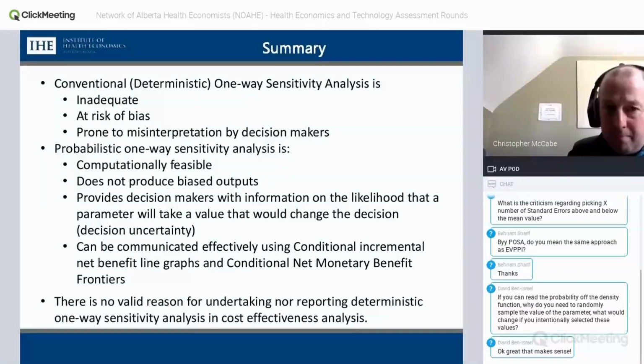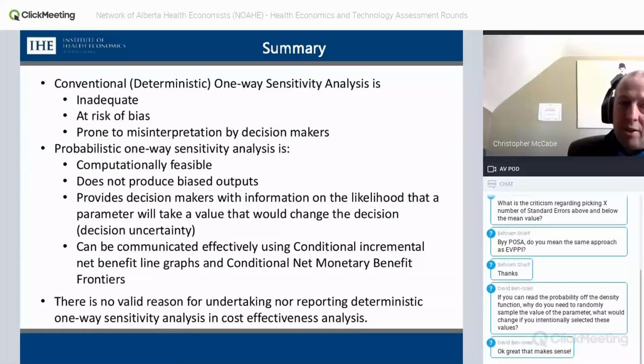So here's the summary slide. Conventional deterministic one-way sensitivity analysis is inadequate because it doesn't give the decision maker all the information they need to understand the decision uncertainty and how it's affected by the value a parameter takes. It's at risk of bias because it doesn't take account of correlations and nonlinearity. And through tornado diagrams, it's prone to misinterpretation by decision makers.